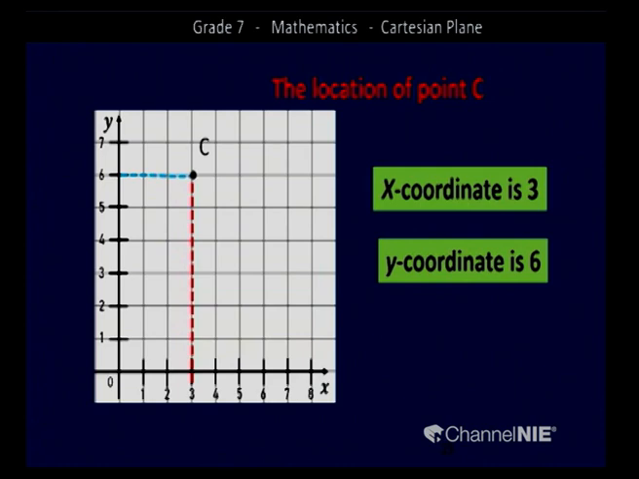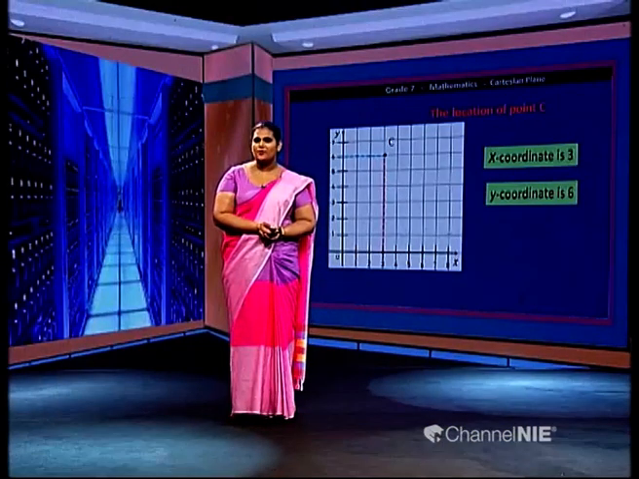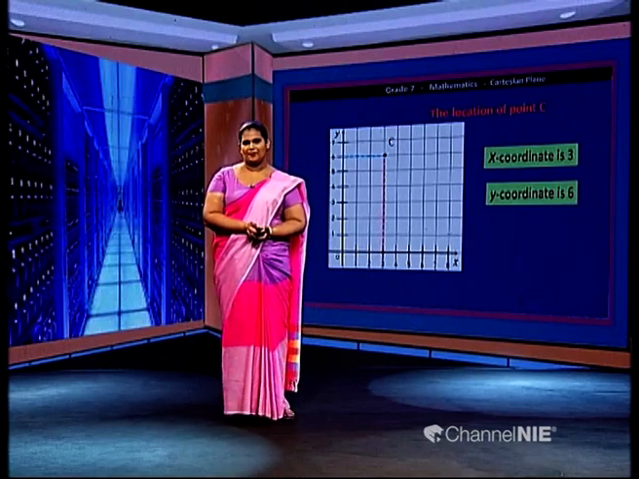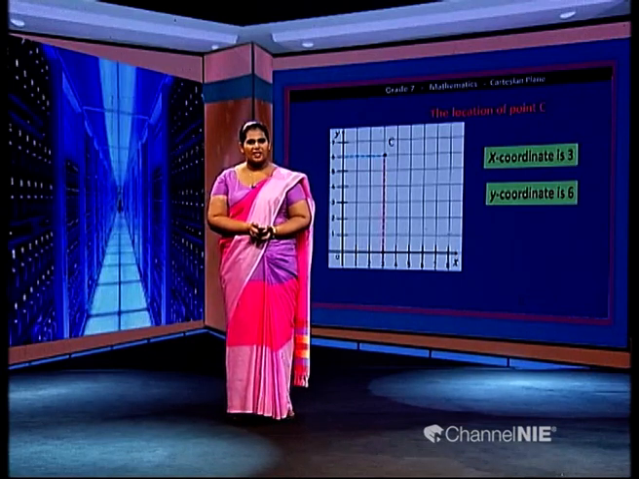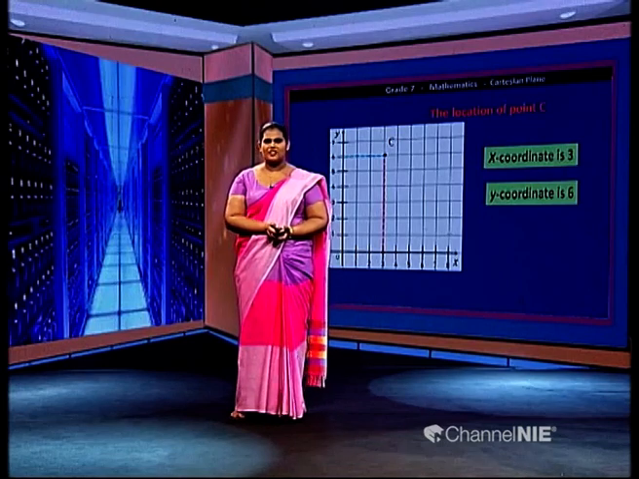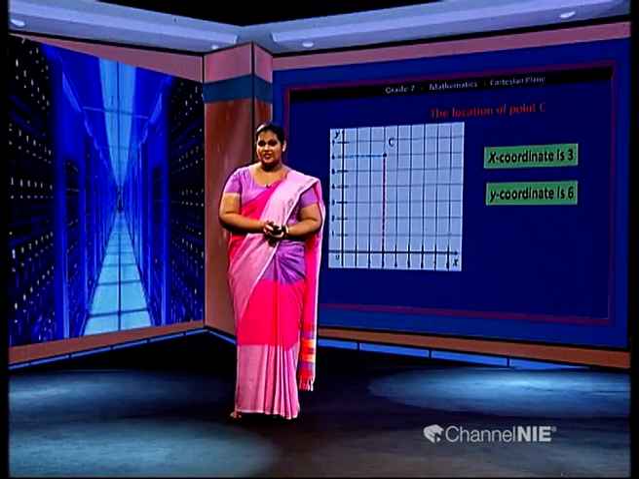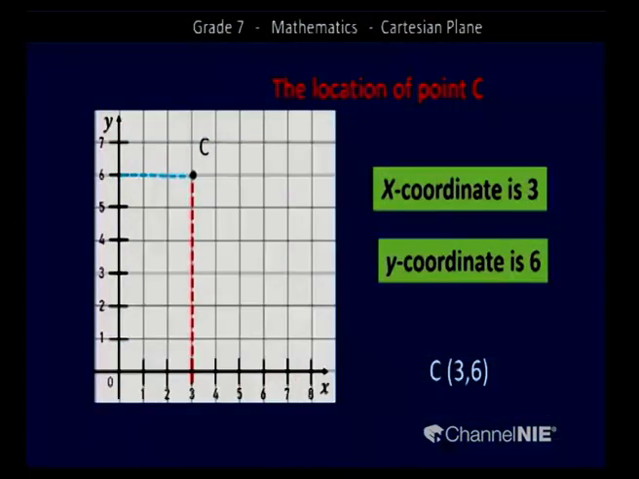Right. Once again, we know both x and y coordinates of point C. Therefore, we can write the coordinates of point C now. Once again, we have to mention the x coordinate first, then the y coordinate, and you have to mention it within brackets. Therefore, the coordinates of point C can be written as (3, 6), within brackets.